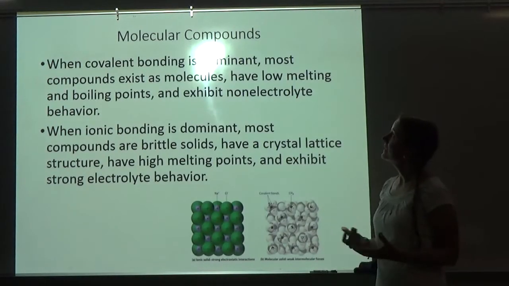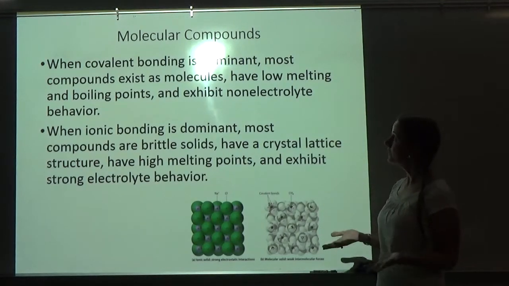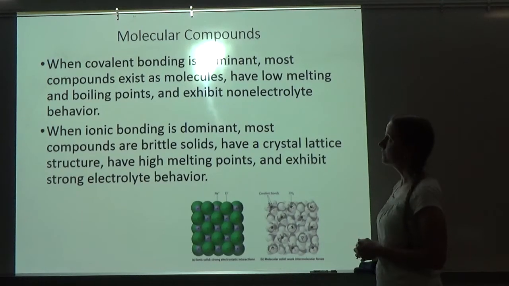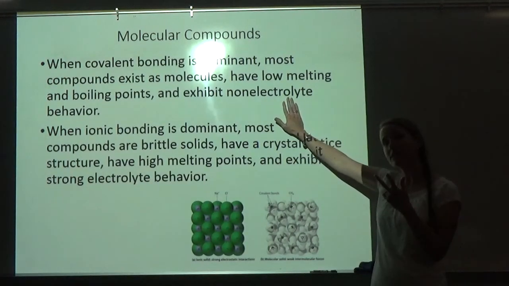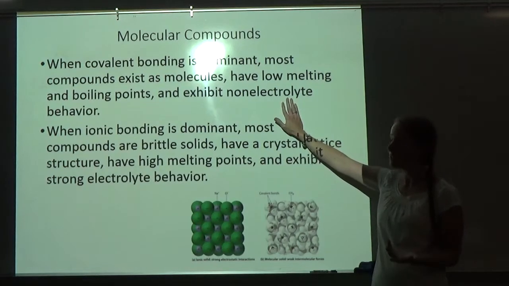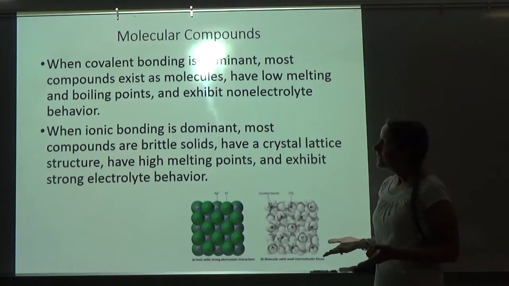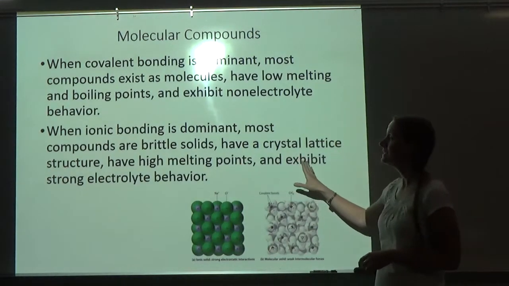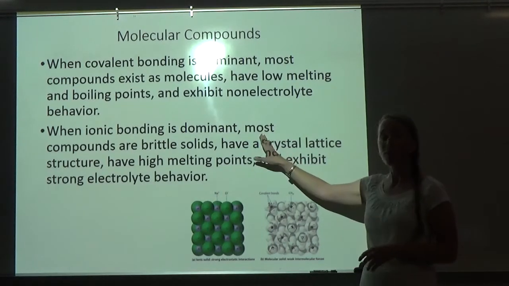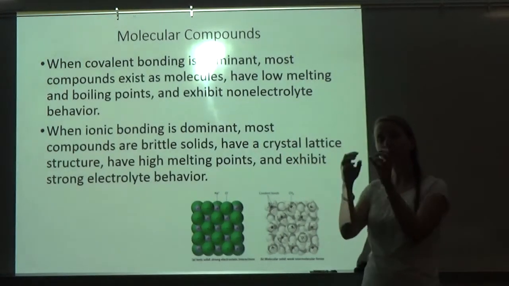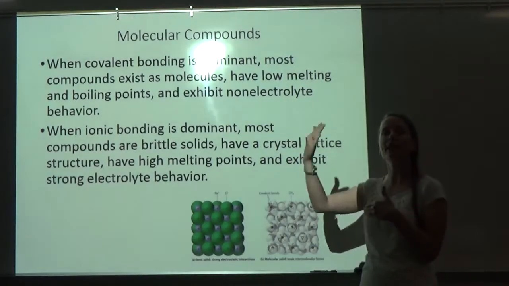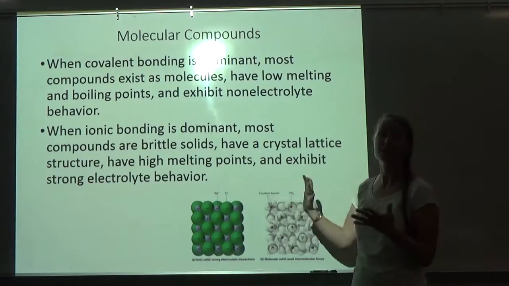When covalent bonding is dominant, most compounds exist as molecules, have low melting and boiling points, and exhibit non-electrolyte behavior. Non-electrolyte behavior just means it does not break into ions that can move and conduct electricity. When ionic bonding is dominant, most compounds are brittle solids that have a crystal lattice structure, they have high melting points, and exhibit strong electrolyte behavior. Ionic compounds, when you dissolve them in water, will separate into their ions. Those ions have the ability to move, which allows it to conduct electricity, which is electrolyte behavior.